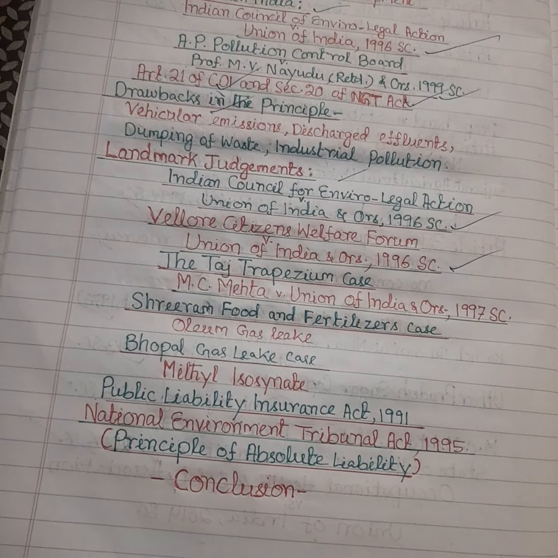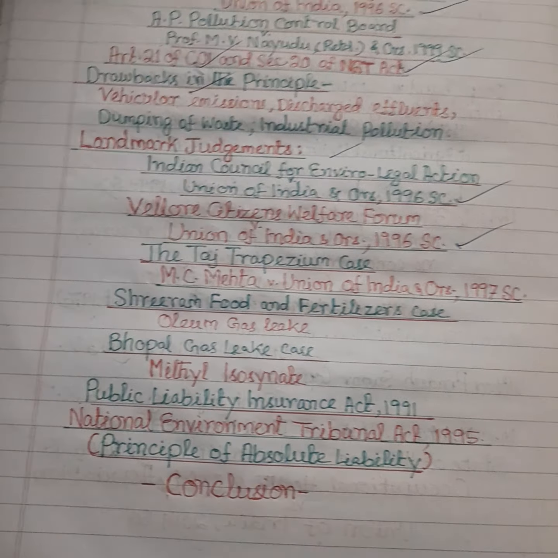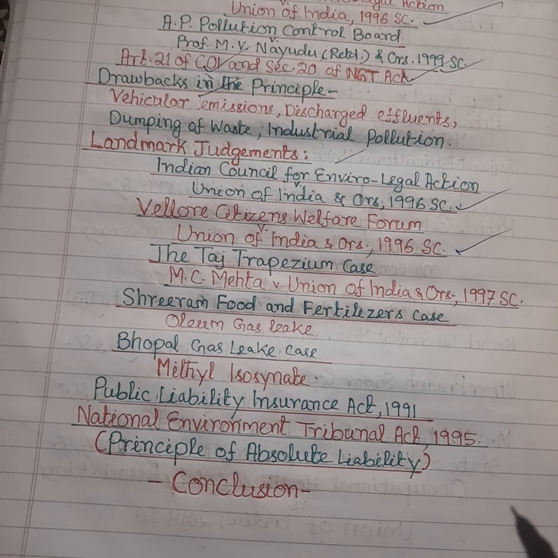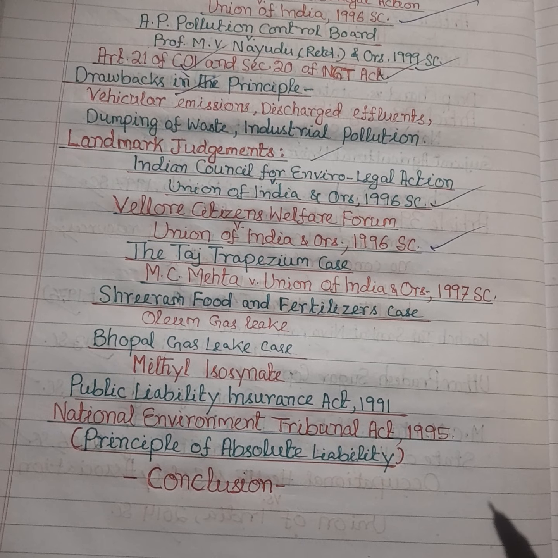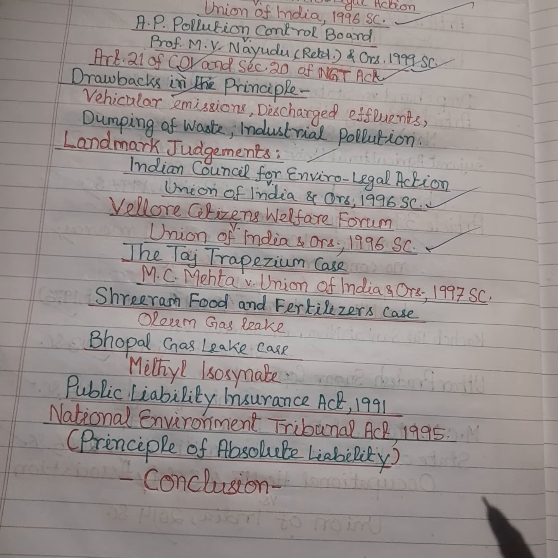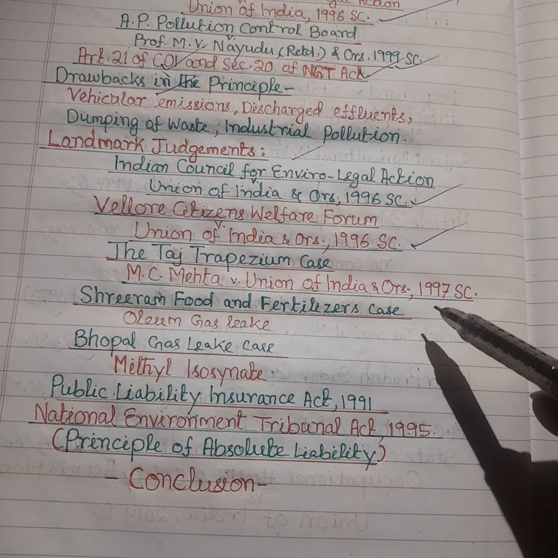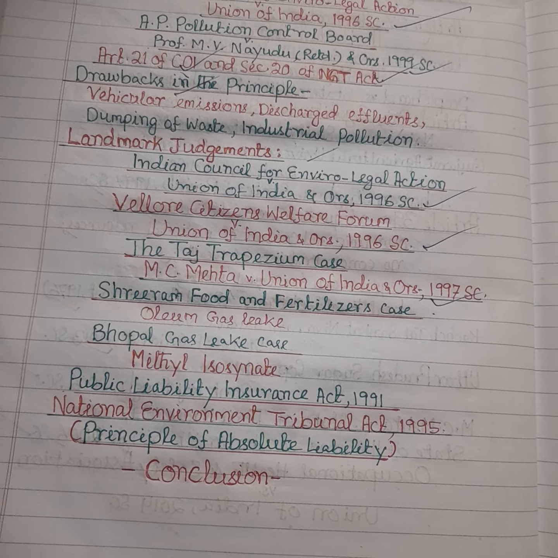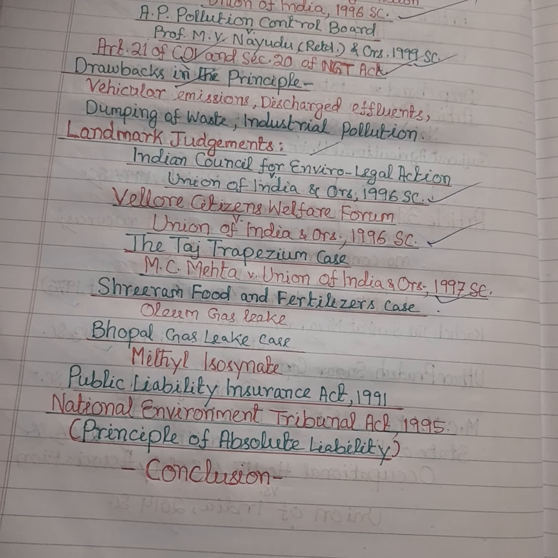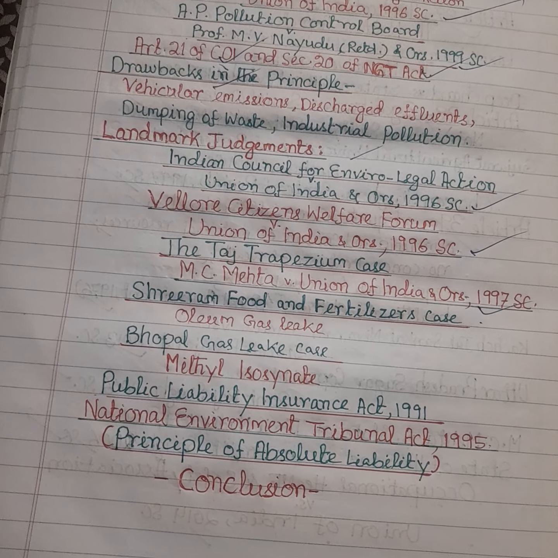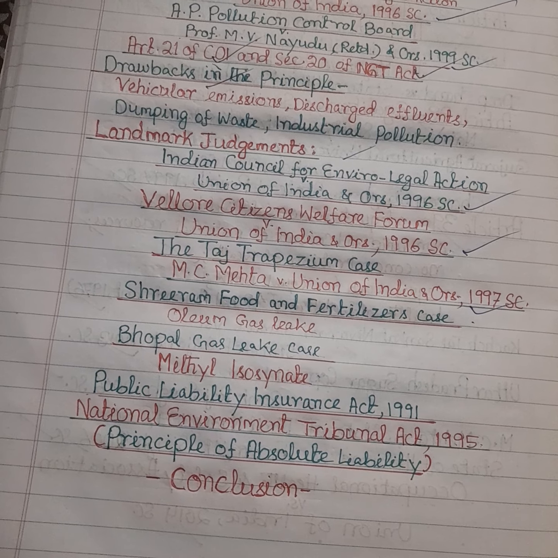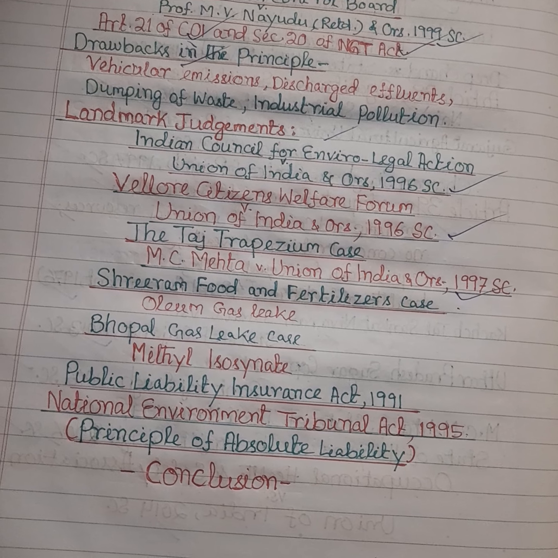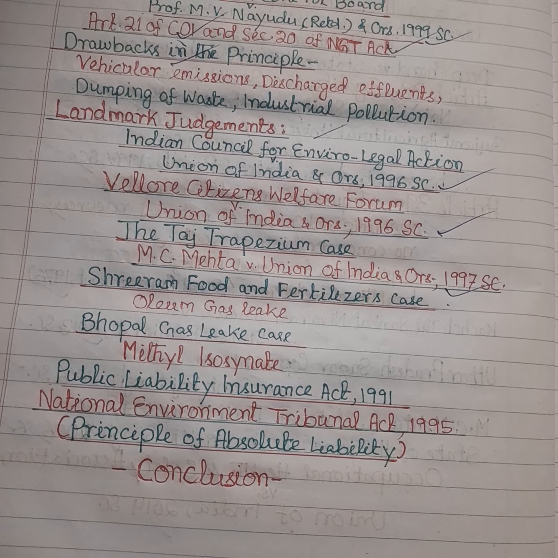And the most important leading case that we want to discuss is the Taj Trapezium case, which is otherwise popularly known as the Taj Trapezium case, but in actual it is MC Mehta versus Union of India and others, which was decided in 1997. So, in this case, it was reiterated by the apex court that the polluter pays principle and emphasized the need of application of the principle.